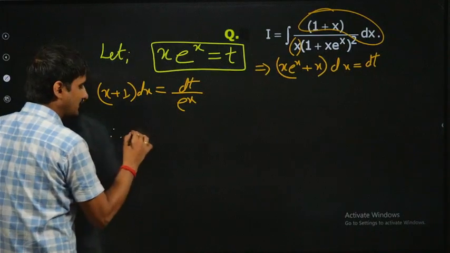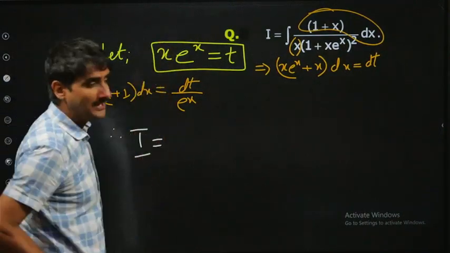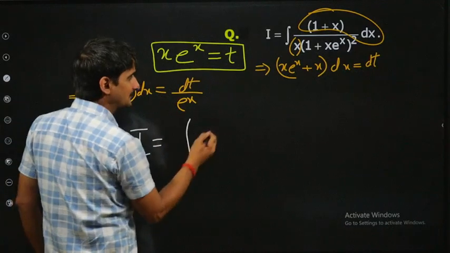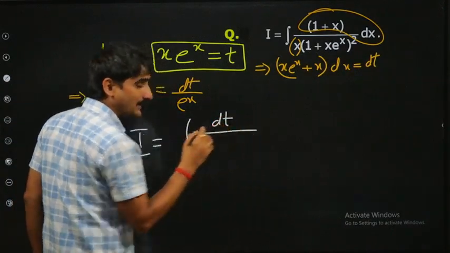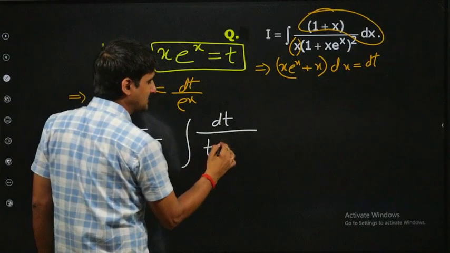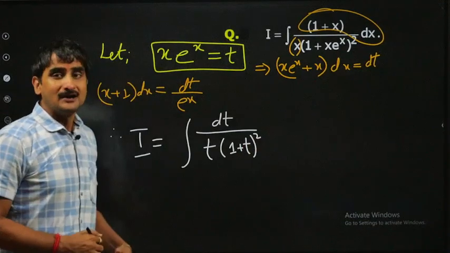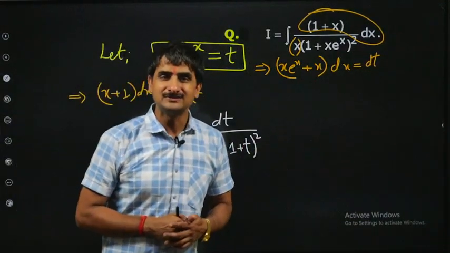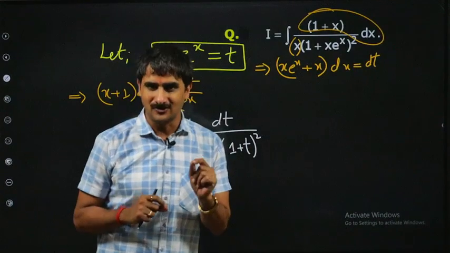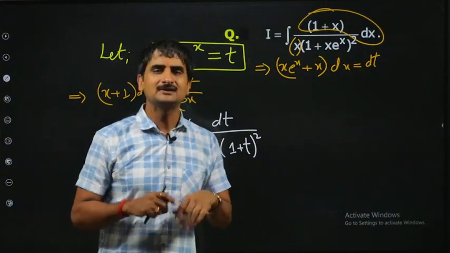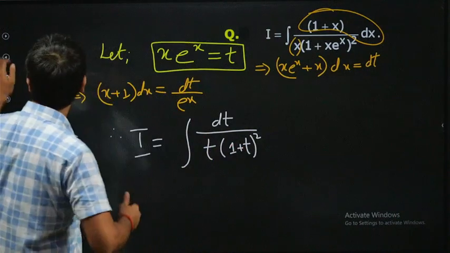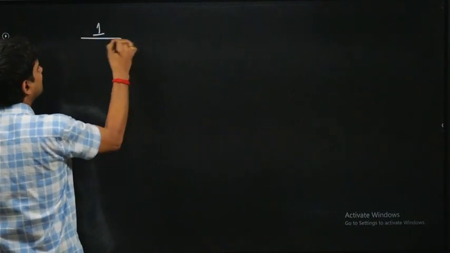So if I assume the given integral to be I, it will be dt upon x into e raised to the power x, which is t, into 1 plus t whole square. After applying the method of substitution, now we got it in a form which is integrable, the standard form of partial fractions. So now let's start with partial fractions.